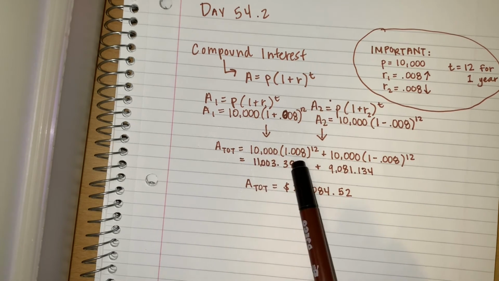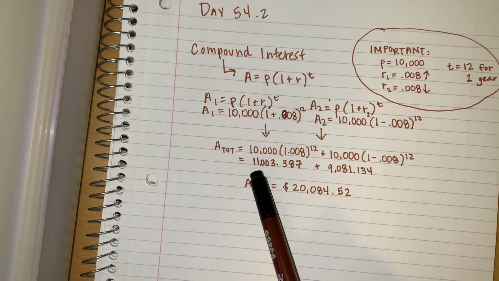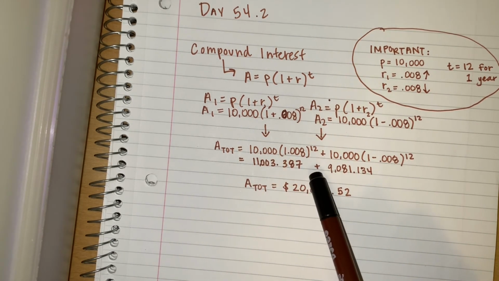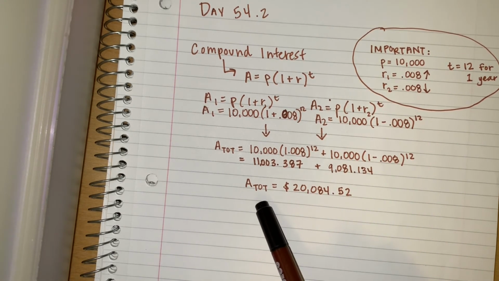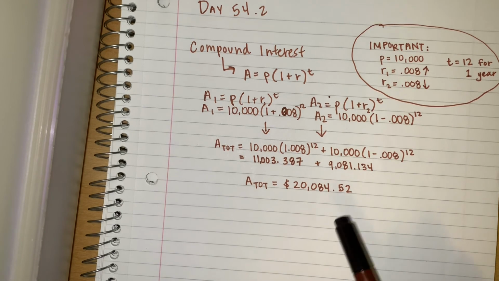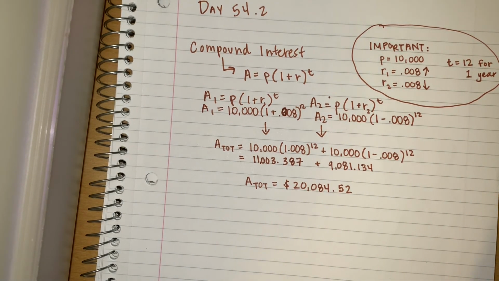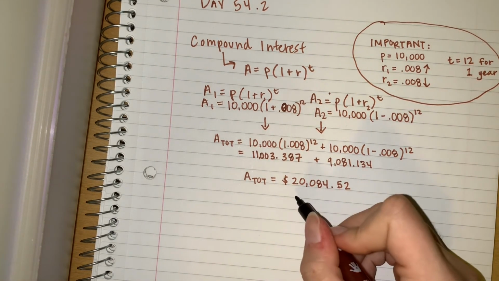To find the answer for the first part, we got 11,003.387 plus 9,081.134. Adding that together equals $20,084.52. Sorry, that was really hard for me to read. I haven't read money in a while. It was a little short and a little messy, but basically that is how you do this problem.